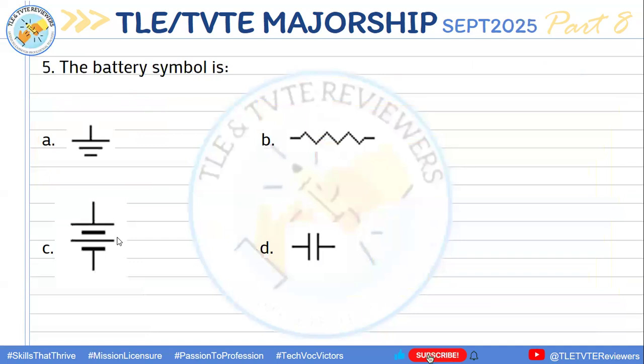Number 5, the battery symbol is letter A, ground; letter B, that's resistor; letter C, that's battery; and letter D, that's capacitor.